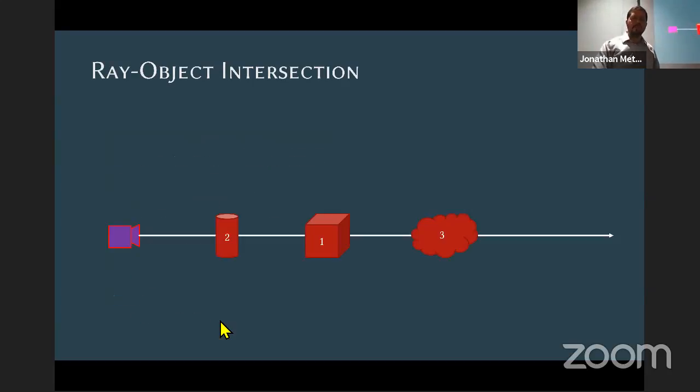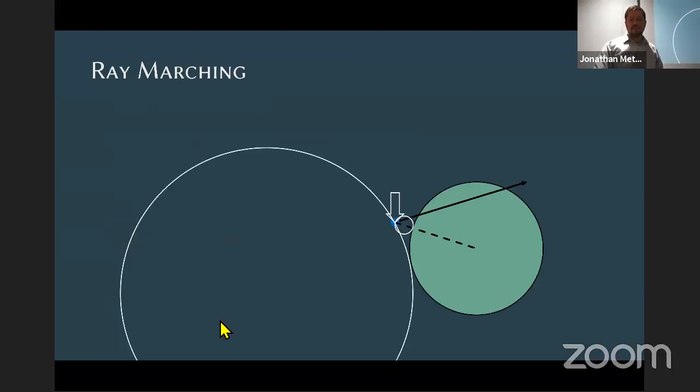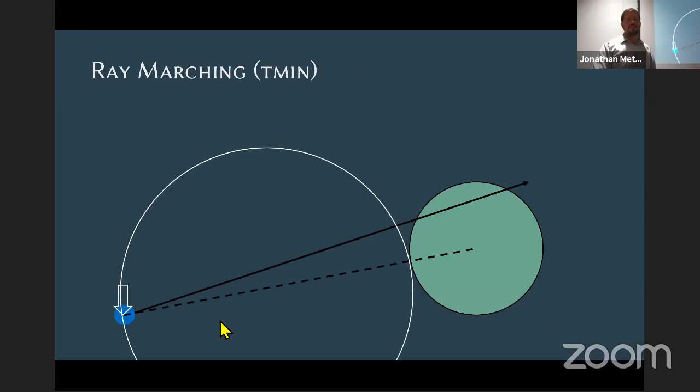Okay, questions. Signed distance function. What does it mean when the signed distance function is negative? Inside the object. Yes, negative means inside the object. Okay. What does it mean when your signed distance function returns 0? On the surface of the object. Okay.